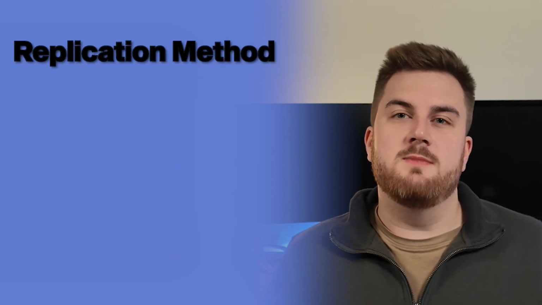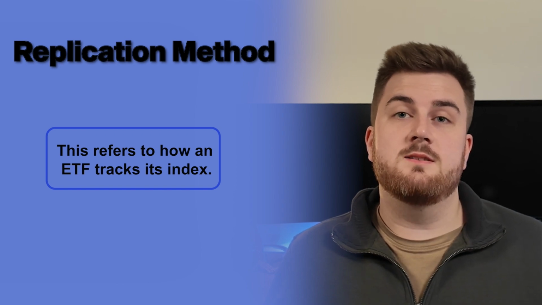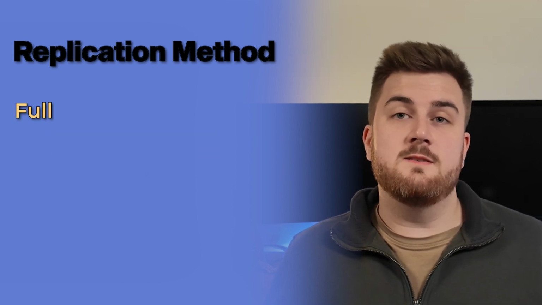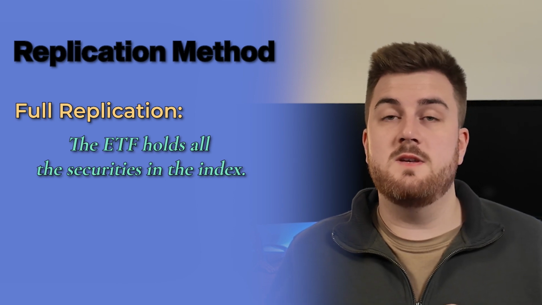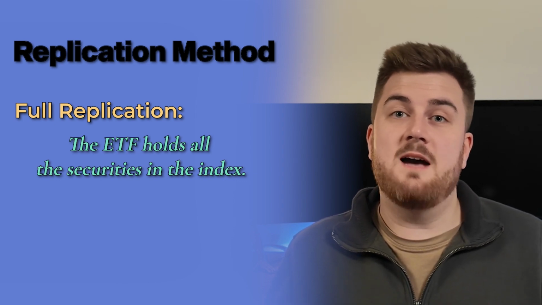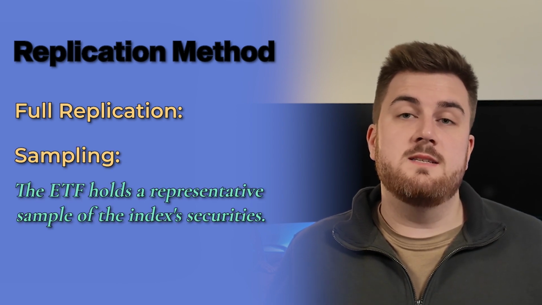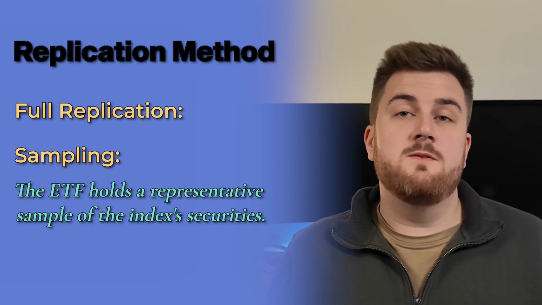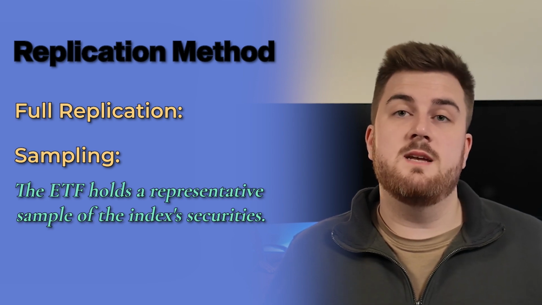Next up, replication method. This is how the fund seeks to actually replicate the returns of the index it tracks. There's a few different types of replication method. There's physical, full replication. This is where the ETF actually holds all the underlying stocks of the index, and therefore it replicates the index by having all those stocks. There's physical sampling. This is where the ETF holds a representative sample of the index, and the fund providers are usually pretty good at this. By just holding a sample, they can replicate the returns of the index pretty accurately.